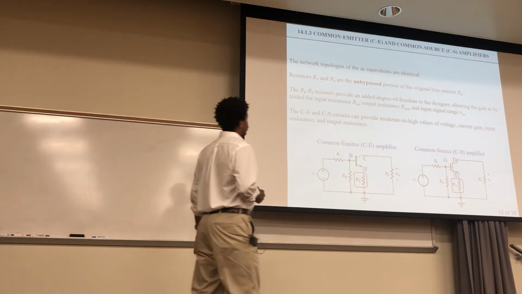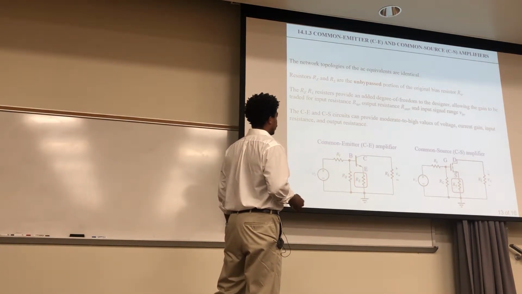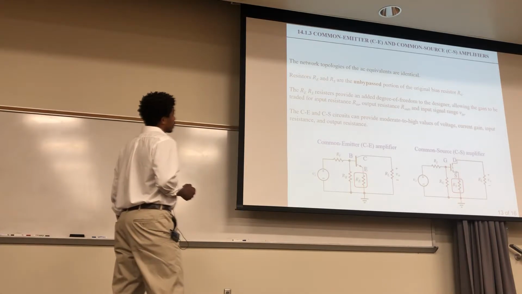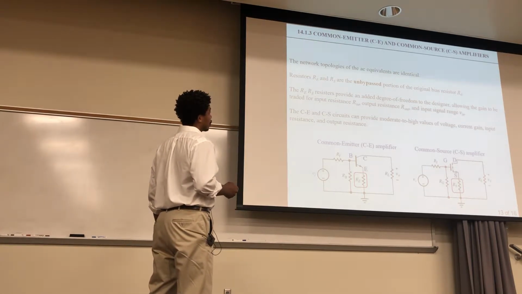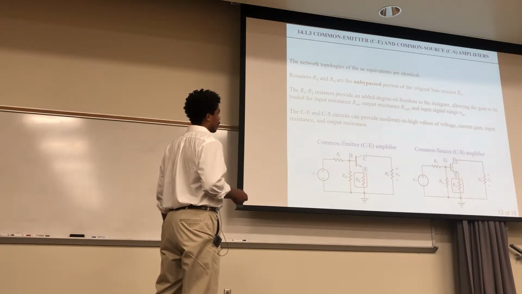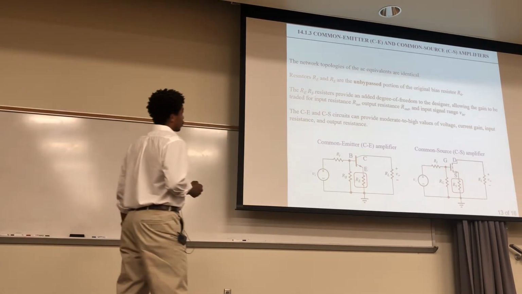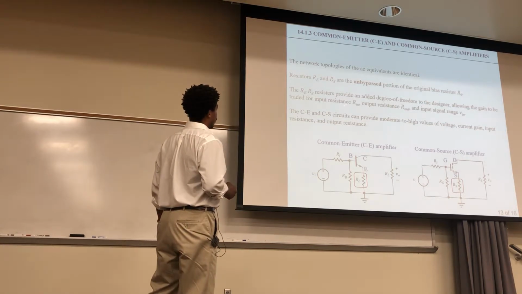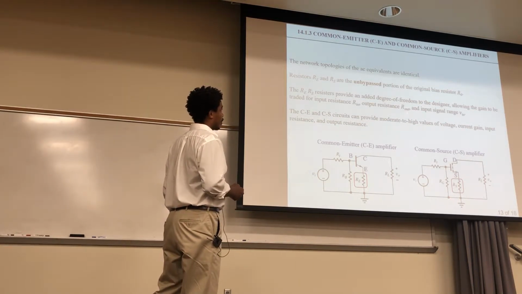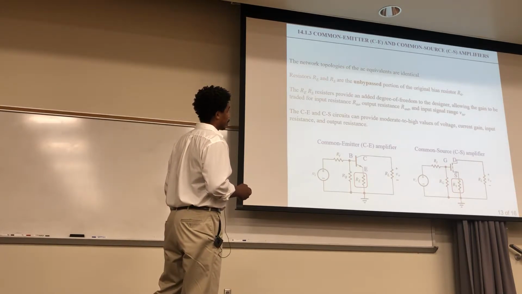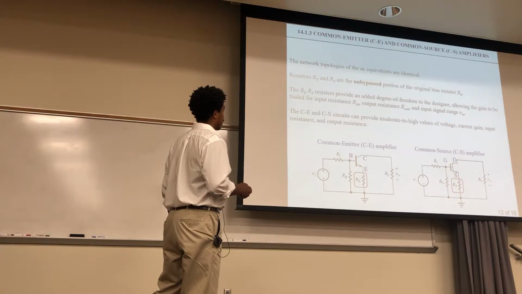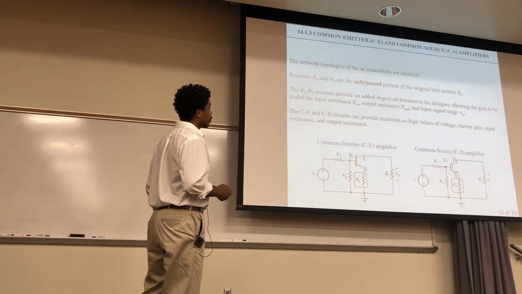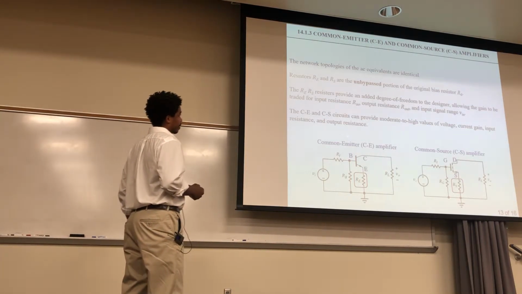Okay, so the network topologies of the AC equivalents are identical, as you can see here. They have different labels, but the topology is identical. Resistors RE and RS are the unbypassed portion of the original R6. That's what's left over, right? These RE, RS resistors provide an added degree of freedom to the designer, allowing the gain to be traded for input resistance R in, output resistance R out, and the input signal range. And these types of circuits provide moderate to high values of voltage gain, current gain, input resistance, and output resistance.